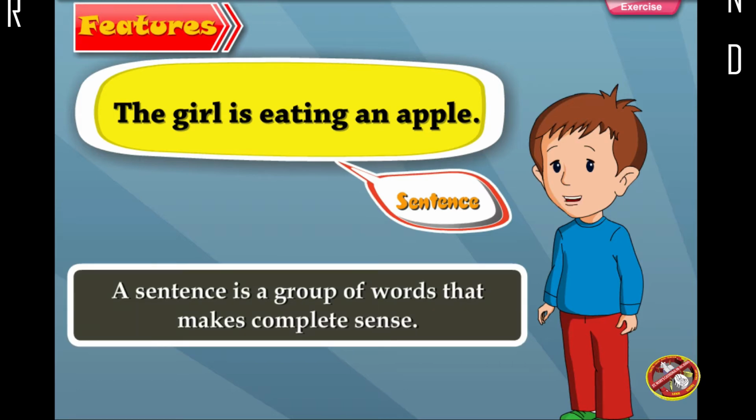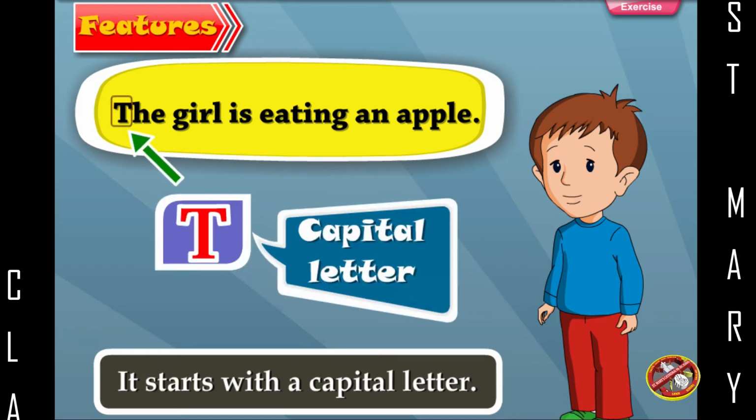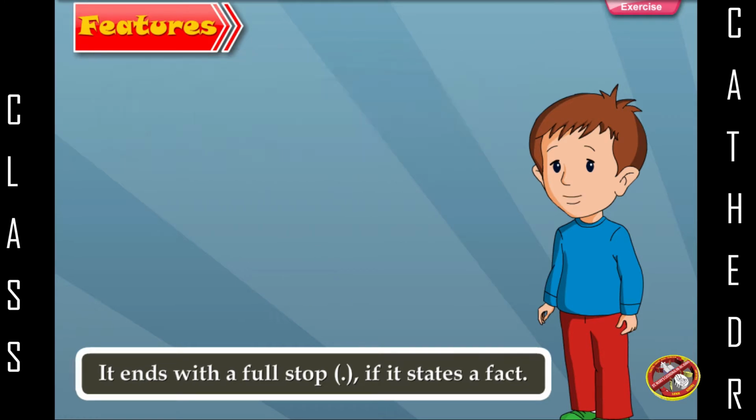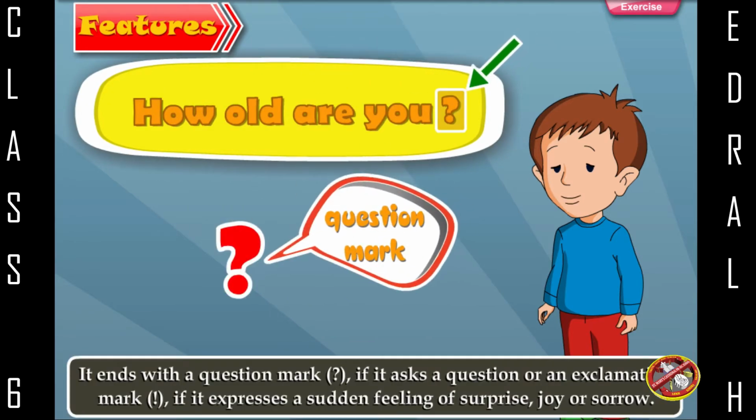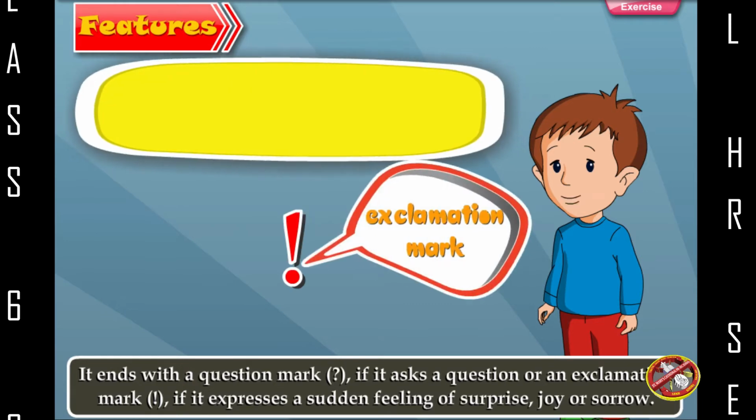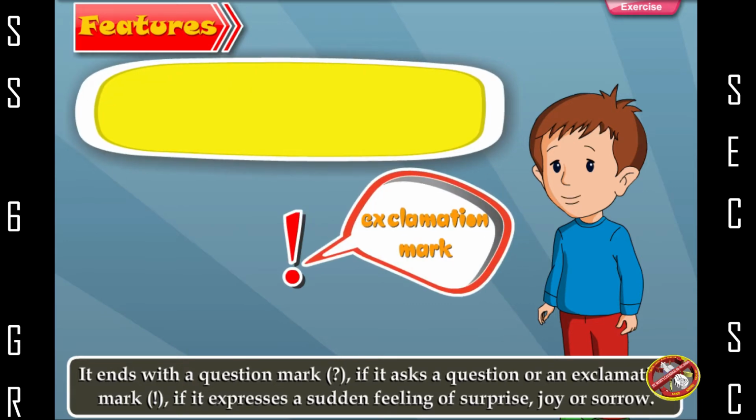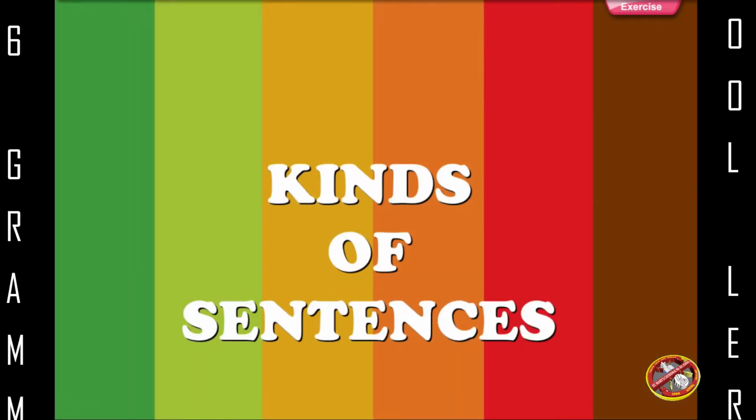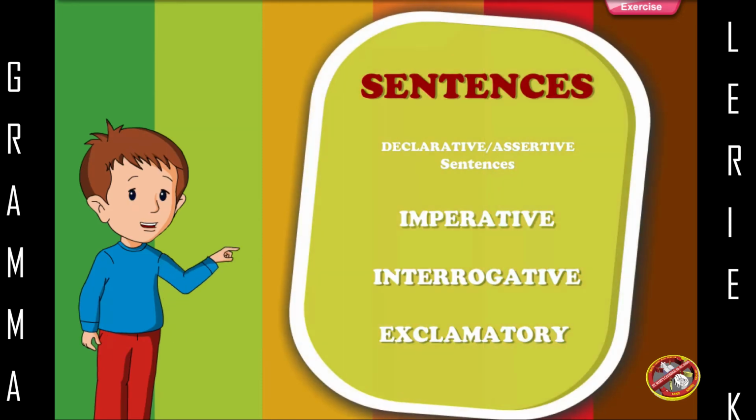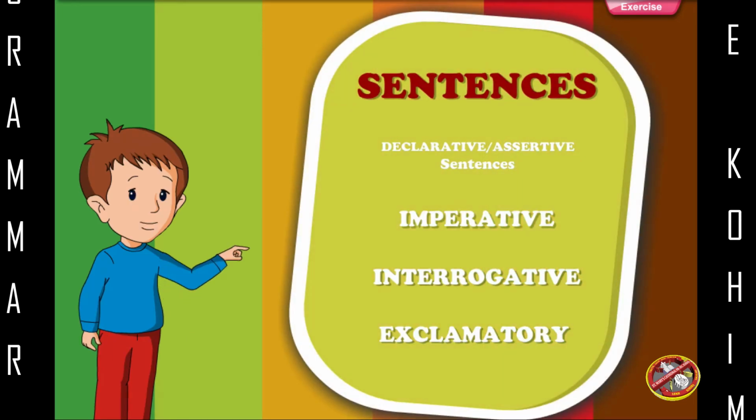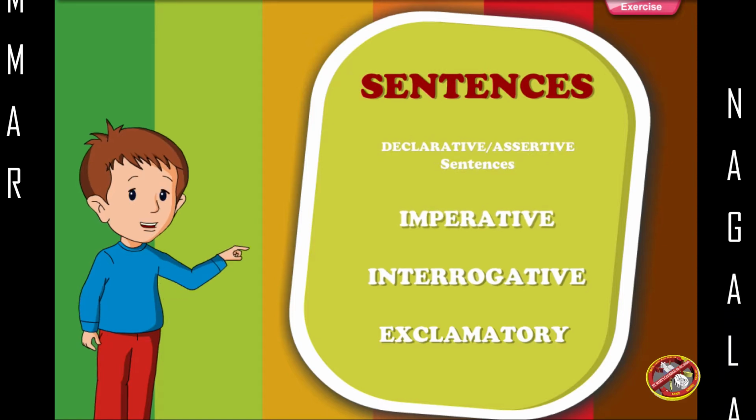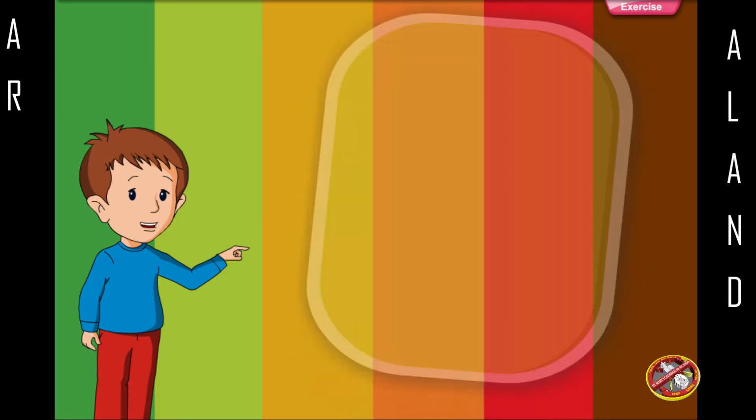Features. A sentence is a group of words that makes complete sense. It starts with a capital letter. It ends with a full stop if it states a fact. It ends with a question mark if it asks a question, or an exclamation mark if it expresses a sudden feeling of surprise, joy or sorrow. Kinds of sentences. There are 5 kinds of sentences: declarative, assertive, imperative, interrogative, exclamatory.